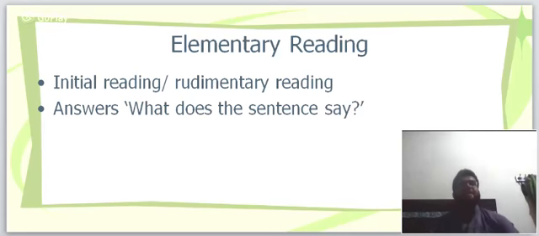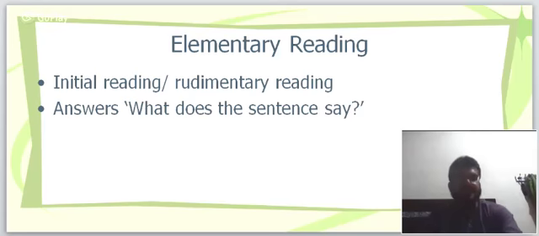So the first level in our 4 levels of reading is elementary reading. It is also called initial reading or rudimentary reading. Now, elementary reading answers the question, what does the sentence say? This is a very basic level of reading in which we try to understand what the sentence means, what a statement means.